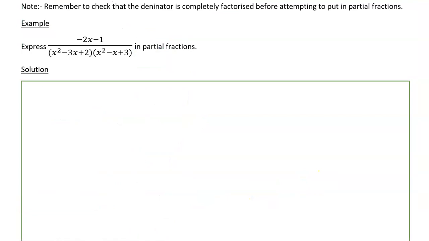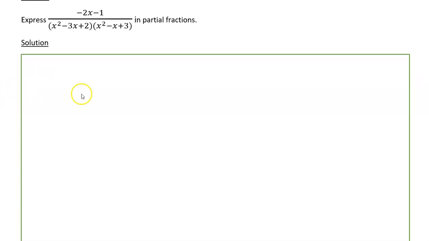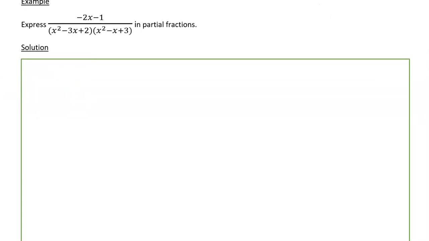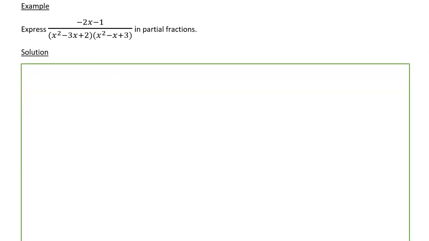Okay, on the next page it says, note, remember to check that the denominator, and that has been spelled incorrectly, I'll get that sorted, is completely factorized before attempting to put in partial fractions. So we'll go with this, and we'll hide that spelling mistake of mine. So to do this, what we're going to do is make sure we have factorized the bottom line first of all.